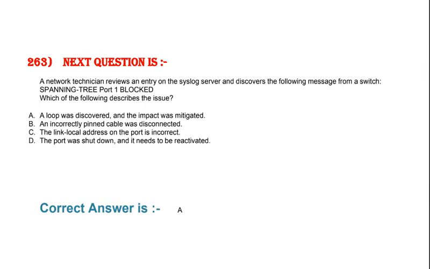Question is, a network technician reviews an entry on the syslog server and discovers the following message from a switch: Spanning tree port 1 blocked. Which of the following describes the issue? Option A, a loop was discovered and the impact was mitigated. Option B, an incorrectly pinned cable was disconnected. Option C, the link local address on the port is incorrect. Option D, the port was shut down and it needs to be reactivated. Correct answer is option A.